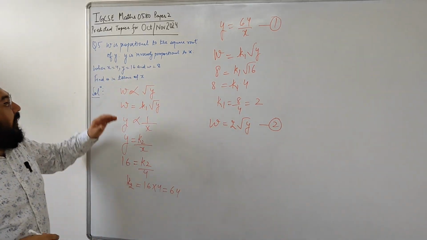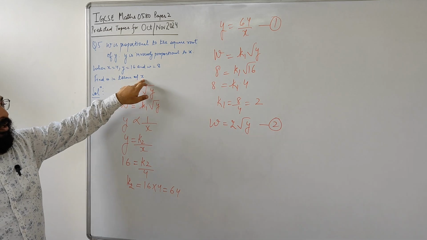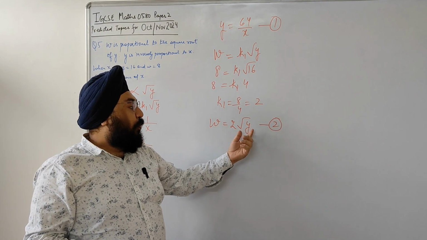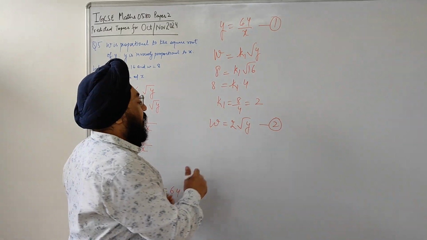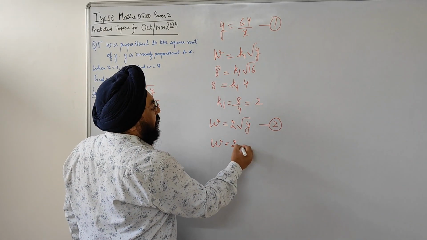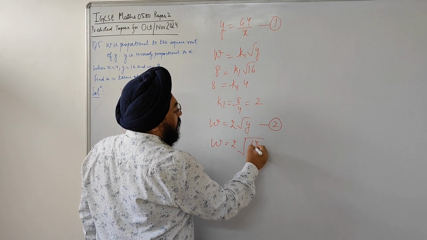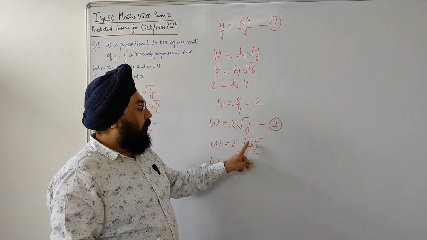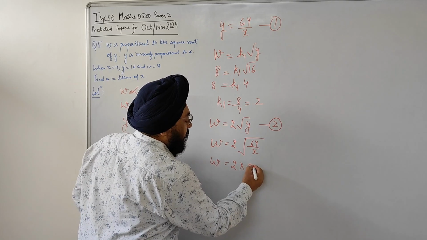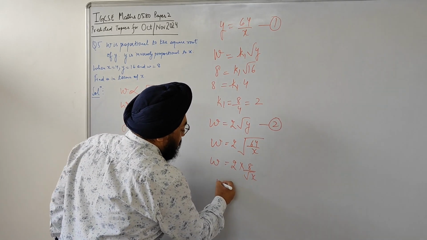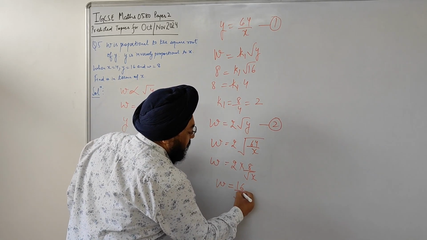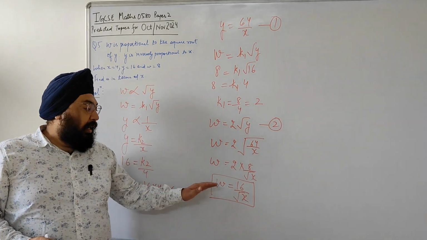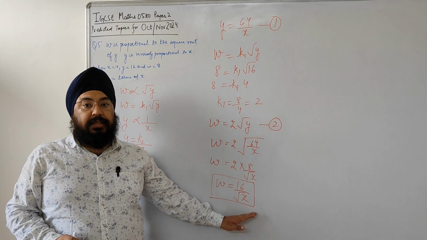Now we need to write the w in terms of x. We have got w is equal to 2 root y. So we need to put the value of y from 1. Now root 64 will be 8 root x. So w is equal to 16 root x. This will be our final answer, w in terms of x.